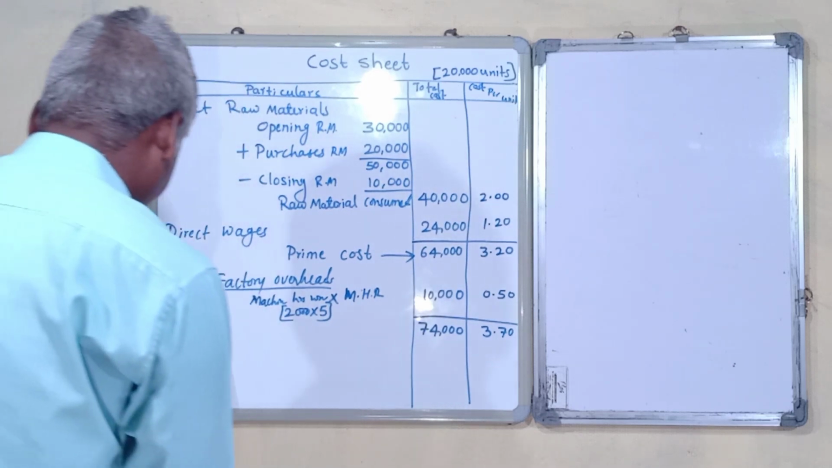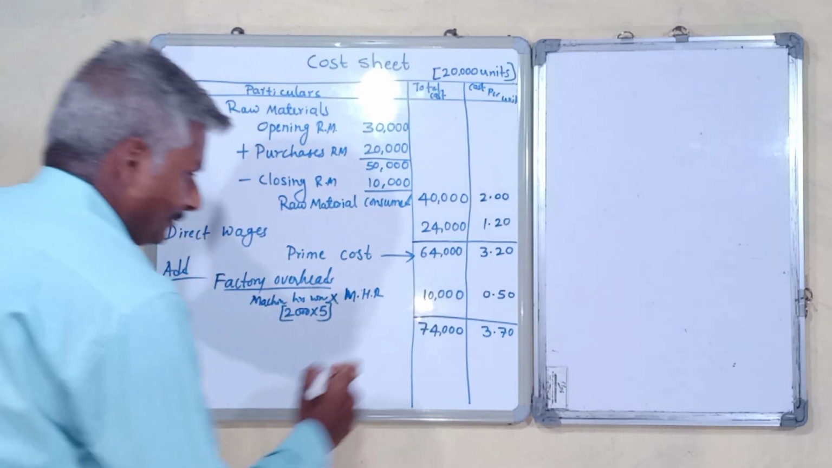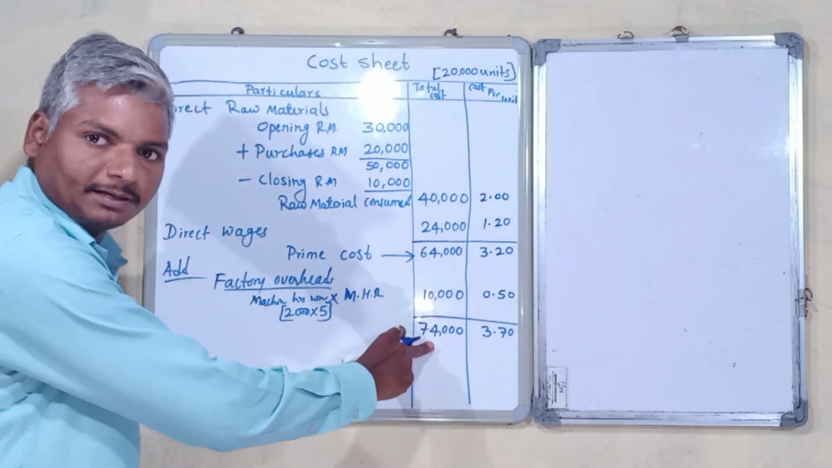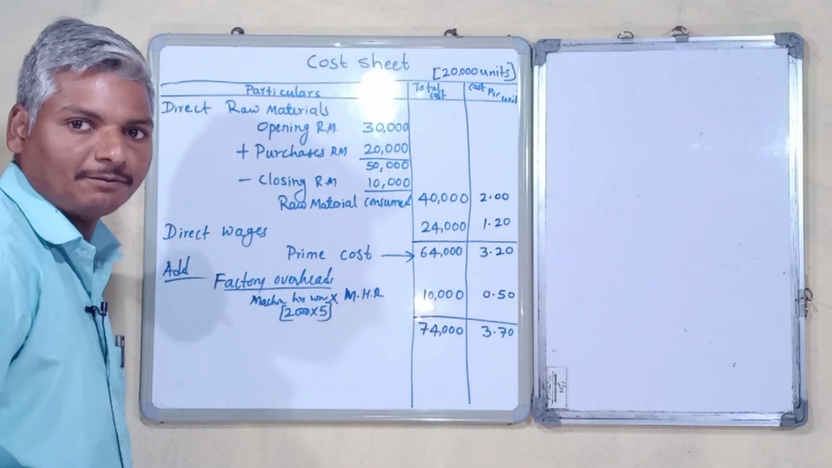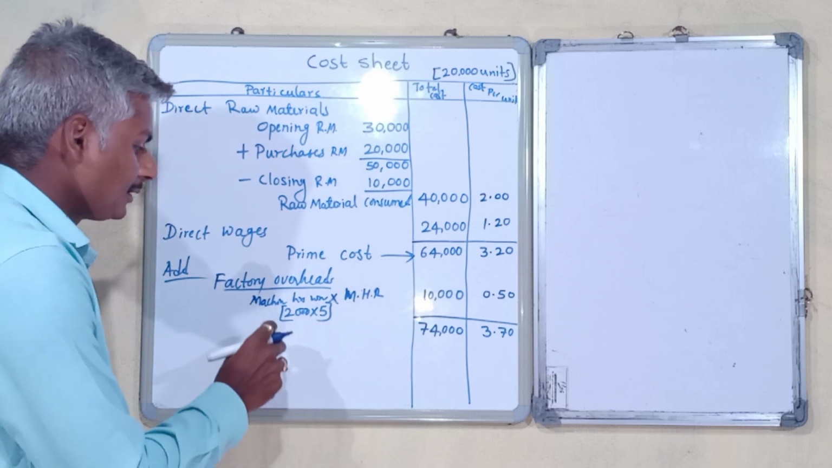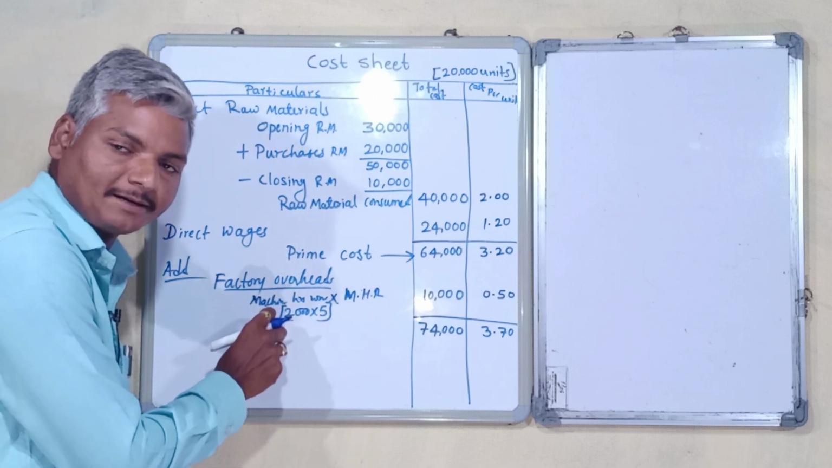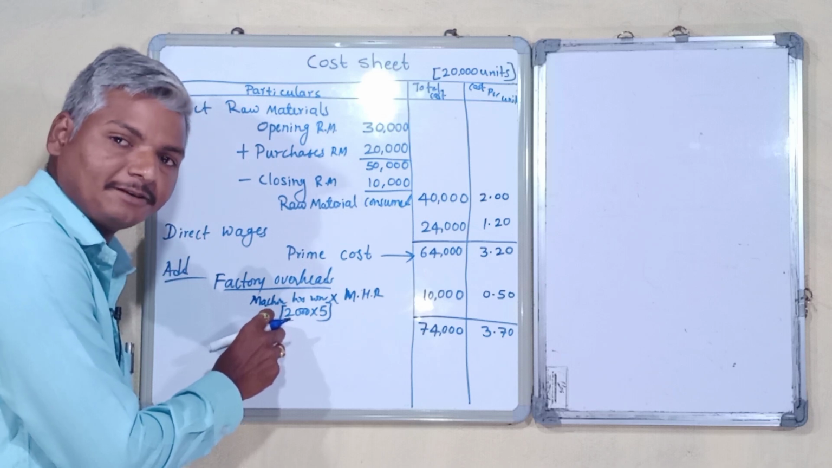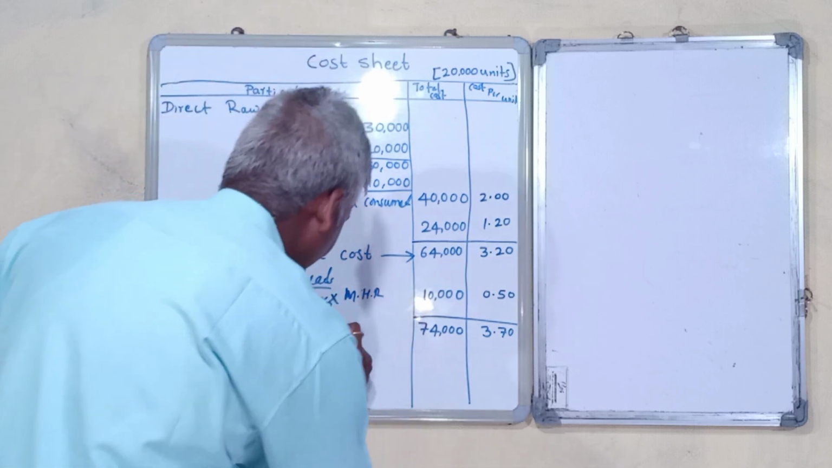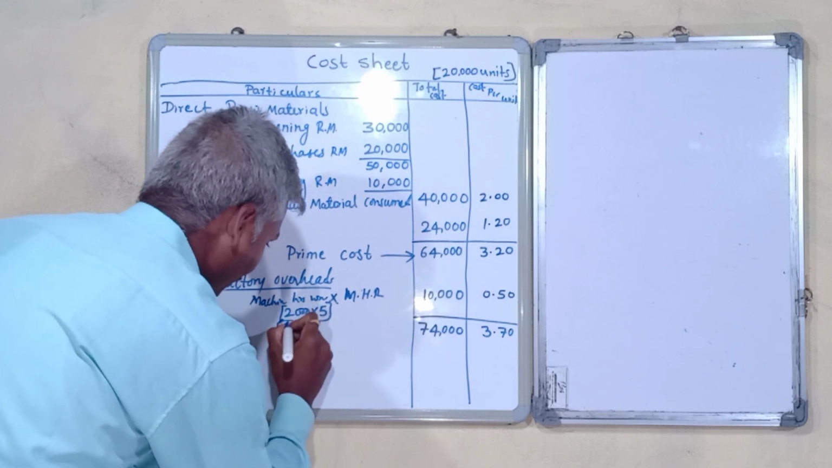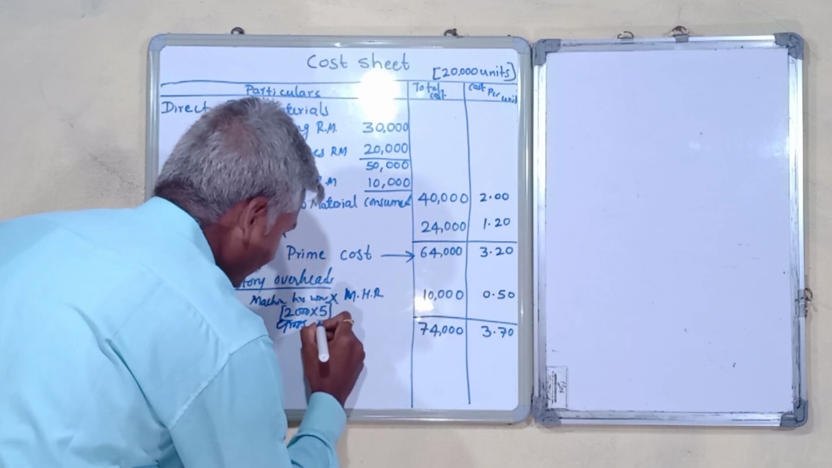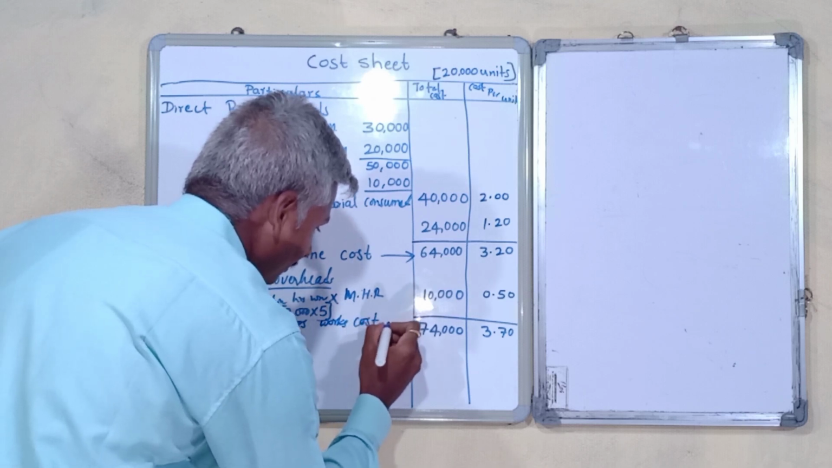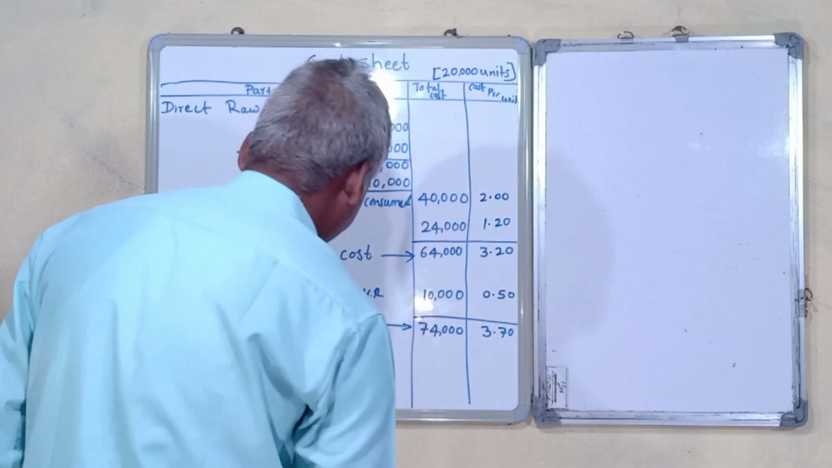This we call works cost, but in the problem we have work in progress. So opening work in progress is to be added to this, and closing work in progress is to be deducted from this. So this is gross works cost or gross factory cost.